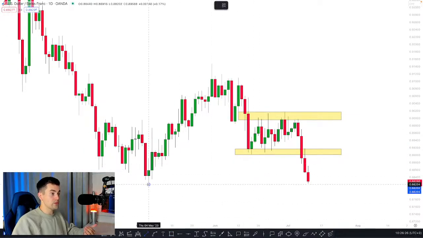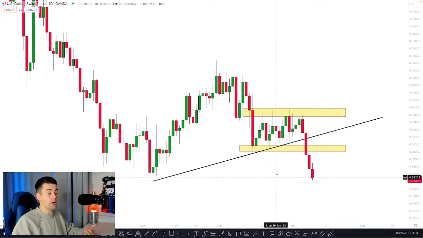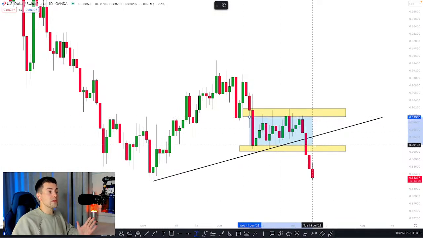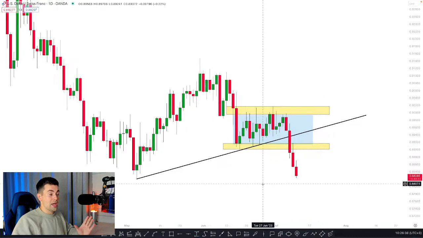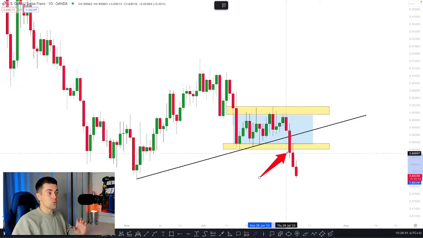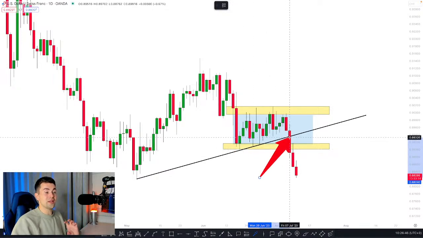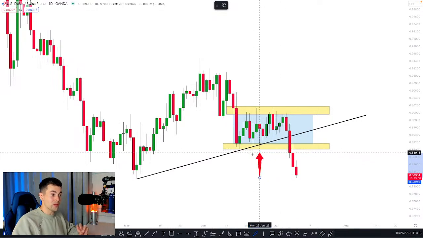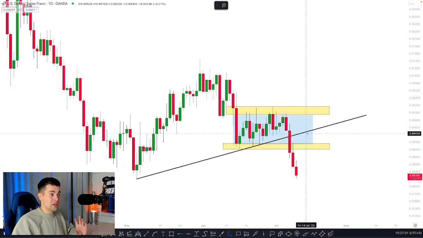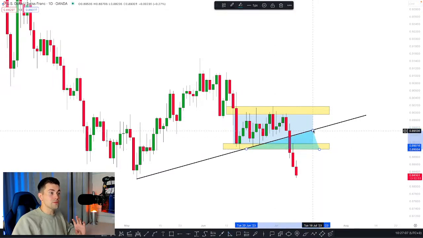Moreover, within that range, we can also spot the sequence of higher lows. So you can see that the market was trading within the range, and within that range, we got that trend line. The market violated the support of the range to the downside, and also violated that rising trend line to the downside. So we got the double breakout right here, the breakout of the support and the breakout of the trend line. Of course, after the breakout, the broken support and the broken trend line turned into a very strong resistance.